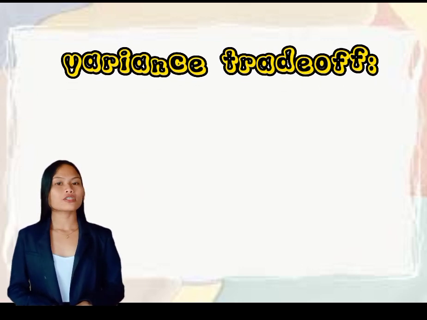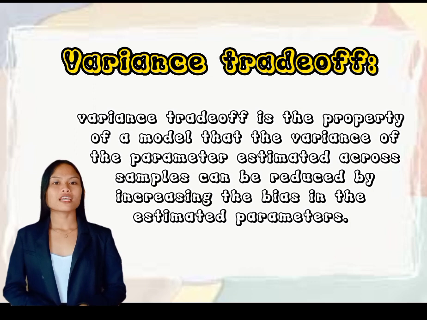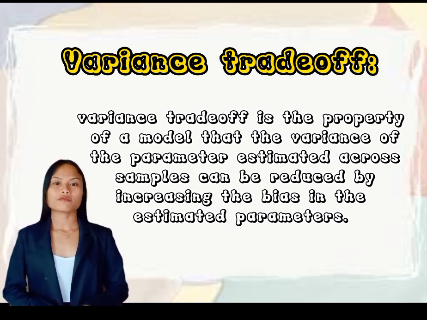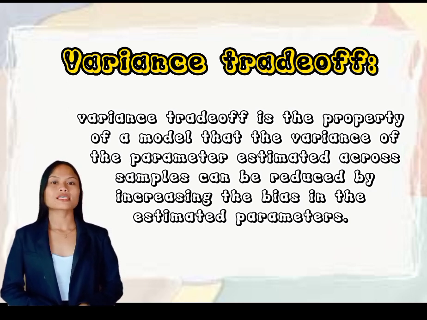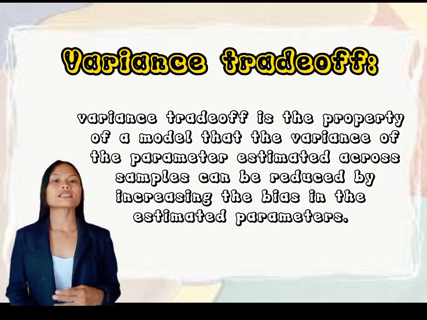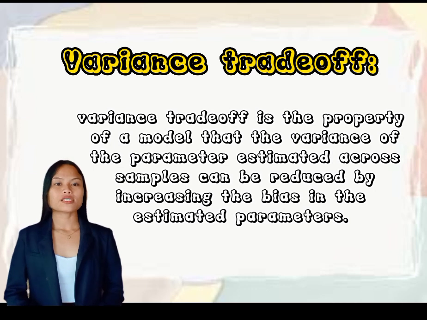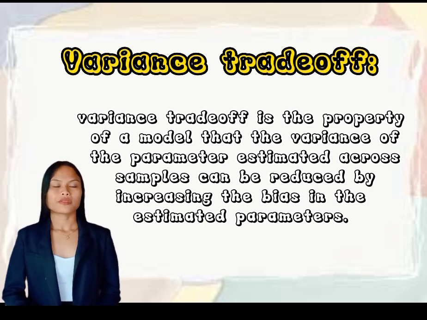Then second to the last, bias-variance trade-off. Bias-variance trade-off is the property of a model that the variance of the parameter estimated across samples can be reduced by increasing the bias in the estimated parameters. It's a way to diagnose the performance of an algorithm by breaking down its prediction error.